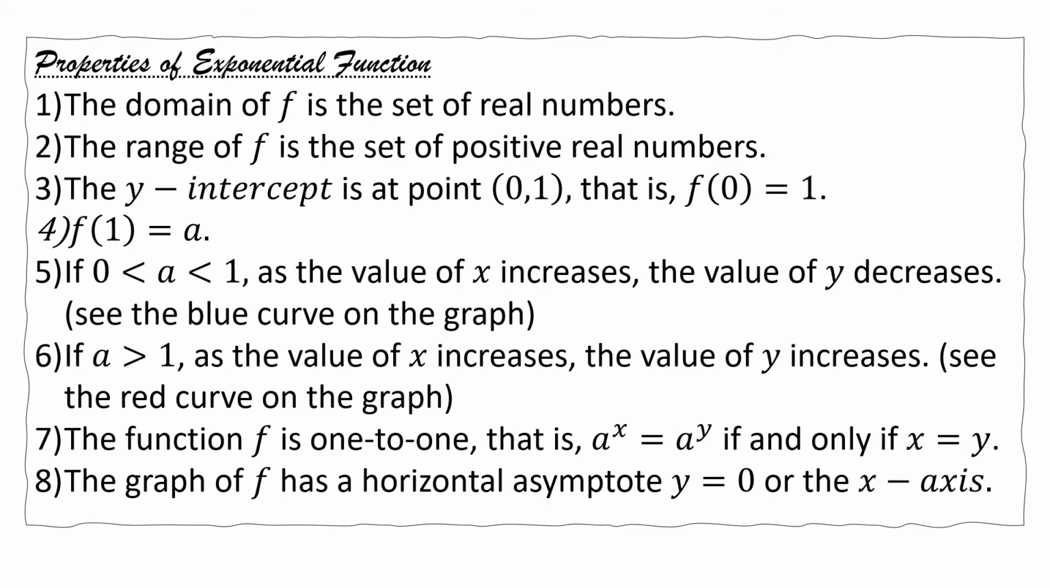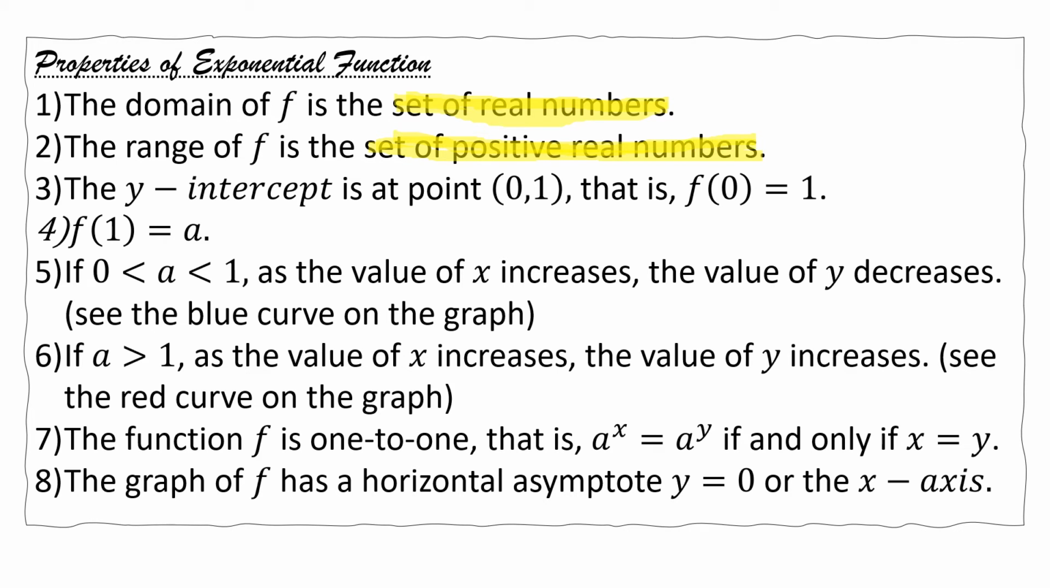So we have here the properties of exponential function. The domain of f is the set of real numbers, and the range of f is the set of positive real numbers. Take note that the domain is always the set of real numbers. The range is the set of positive real numbers, which means negative numbers are not included.